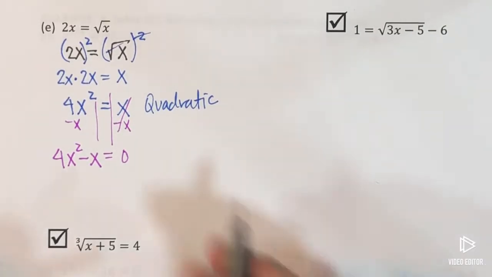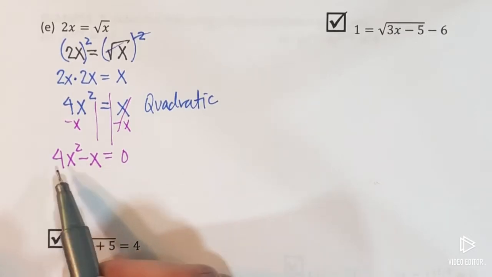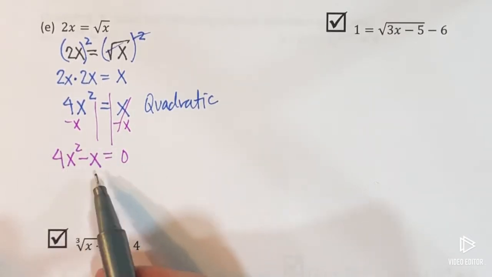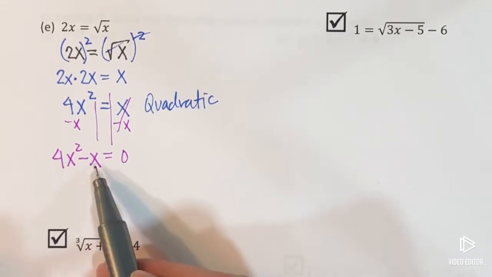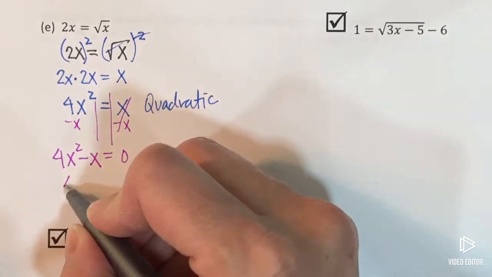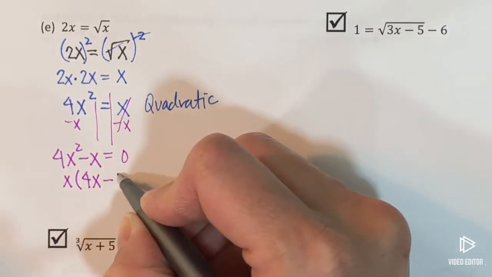Now also notice on this one, we have an x squared and x, but no constant. So I should have a common factor that I can pull out to get my factors here. So if you'll notice, between 4x squared and x, x is common, so I'm going to pull it out and I'm left with 4x minus 1.